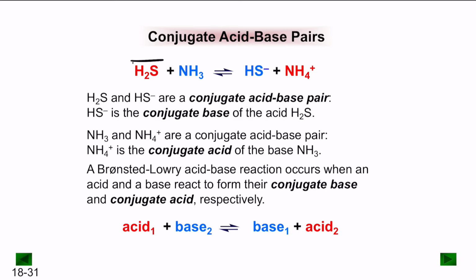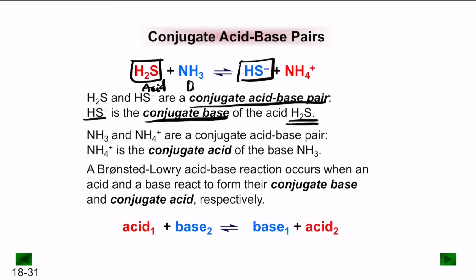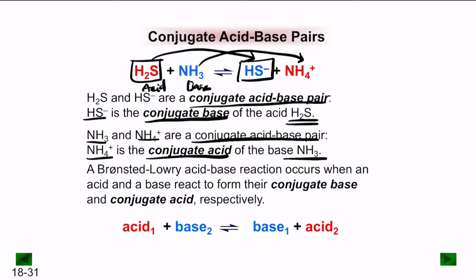So here H2S and HS minus are a conjugate acid-base pair. And HS minus here becomes the conjugate base of H2S. Notice that here this is the acid and this is the base. So which means that the acid creates a conjugate base and a base creates a conjugate acid. So NH3 and NH4 plus, again a conjugate acid-base pair. NH4 plus is the conjugate acid of the base NH3.